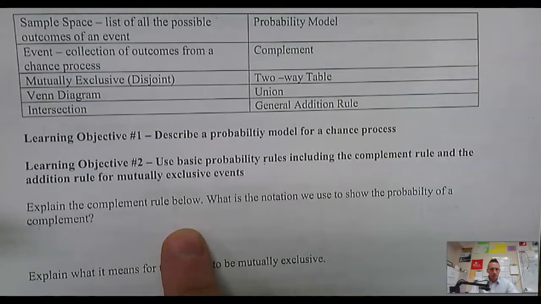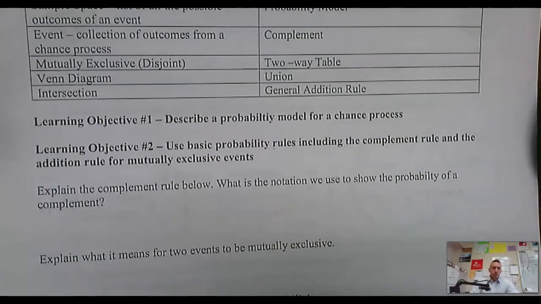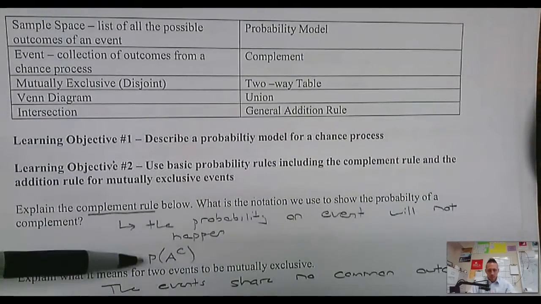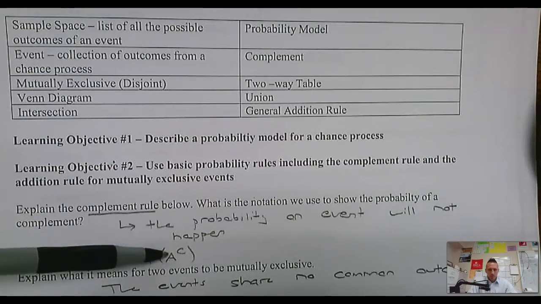So first, explain what the complement rule is below, and then what's the notation that we use. I'd encourage you to pause it now and just write down what you think. All right, so the complement rule is essentially the probability that the event will not happen. And it's denoted by the probability of A, C for complement. That's the probability of not A.